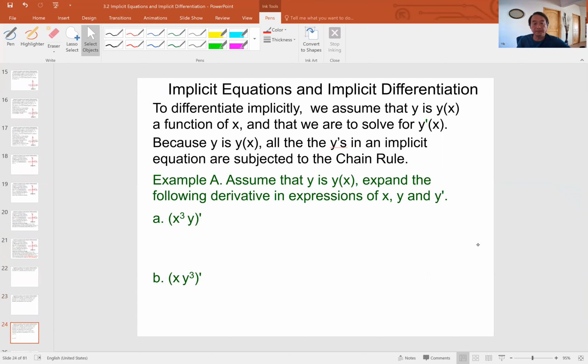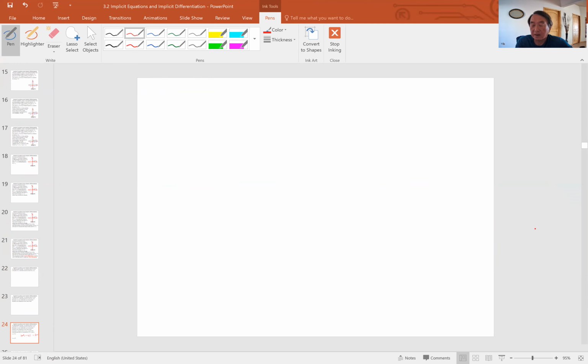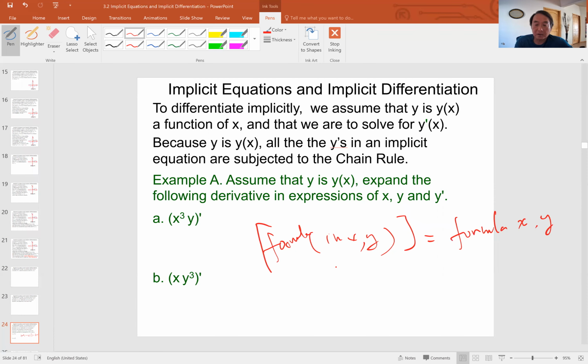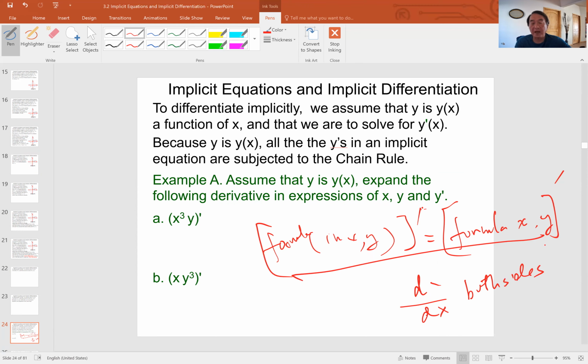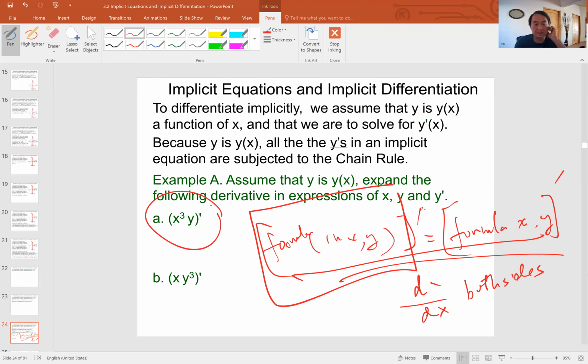To do that, let's start out with the implicit equation, which will be some formula in x and y on the left-hand side, equal to some formula in x and y on the right-hand side. The idea is we're going to take the derivative with respect to x, d/dx, of both sides. In order for me to do this, let me start out with practice on just how to do it on one side.